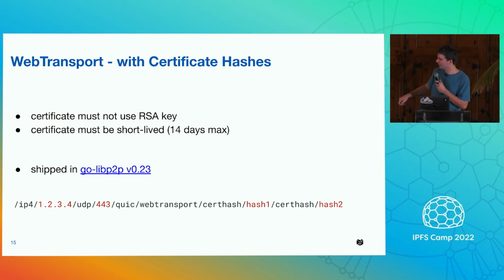So we need to work around this, and we do this basically by having every node generate multiple certificates and ship multiple certificate hashes. And when a node is very long running, if it runs longer than like 2 weeks, we just generate a new certificate, update our multi-address, and advertise that updated multi-address to the network. So this all works. We shipped this in the latest Go libp2p release. Currently, it's in experimental status, but we will probably make this a default transport soon.